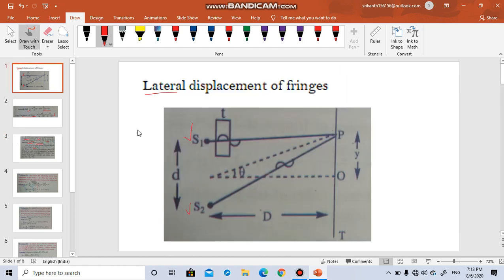Why it is shifted, I have explained here. You put a sheet here. The fringes get a little bit shifted because there is an obstruction.